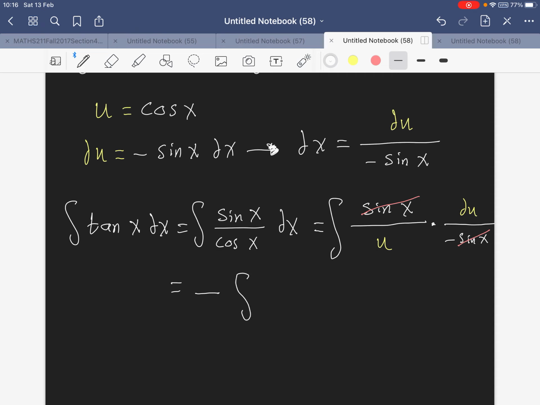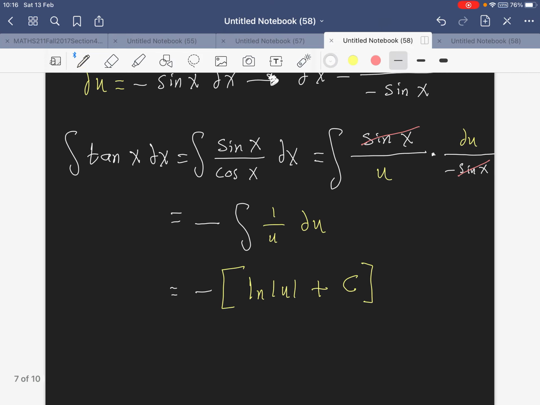And then we have the integral of 1 over u du, and this is a fairly straightforward integral here, minus ln absolute value of u plus c. So the final answer is negative ln absolute value of cosine x plus c.